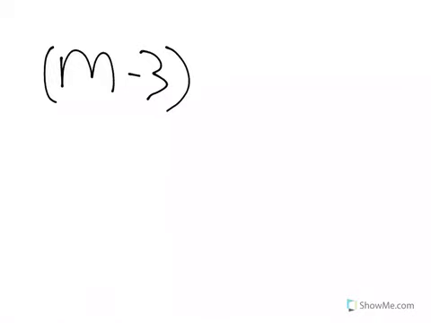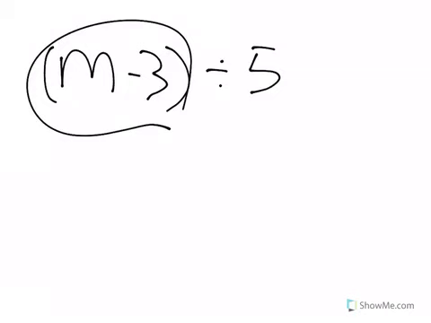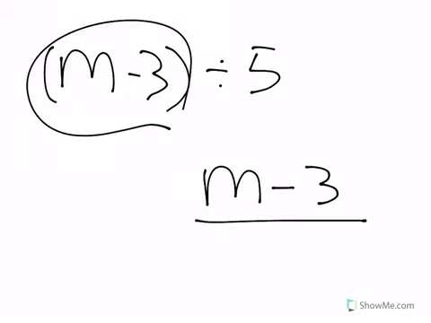Let's do another example. Similarly, let's say m minus 3, and we want to take whatever that is and divide it by 5. Well, since this is what we're dividing up, that's going to be our numerator. And if we're dividing it by 5, we'd have m minus 3 fifths, or m minus 3 over 5. This is a division problem. It just doesn't use the division symbol.